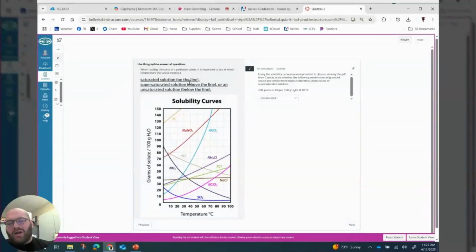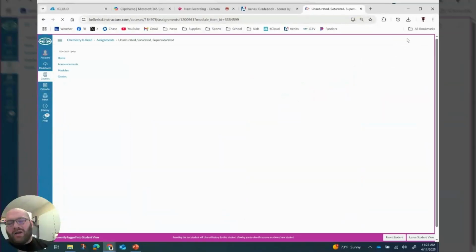And remember, if it's on the line, it's saturated. If it's above the line, it's supersaturated. And if it's below the line, it is unsaturated. We'll go back and show the other one.